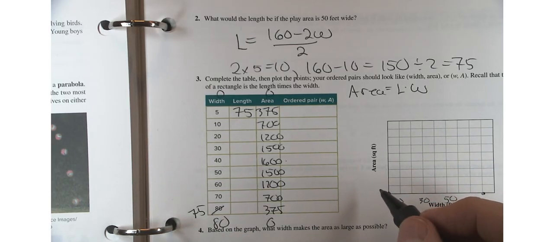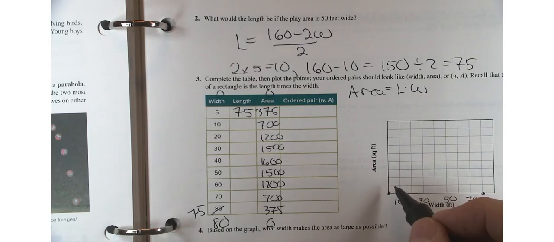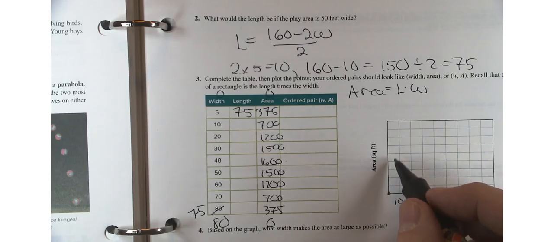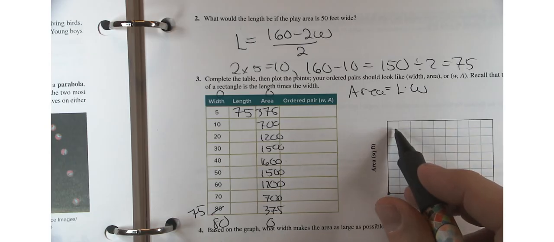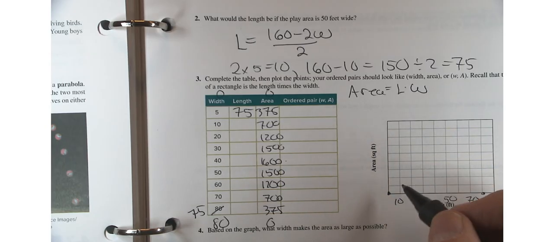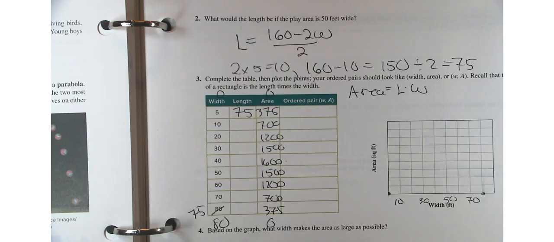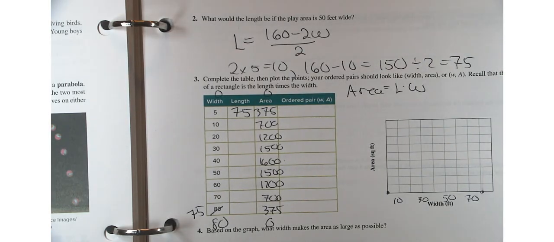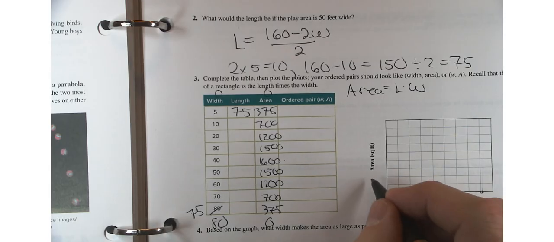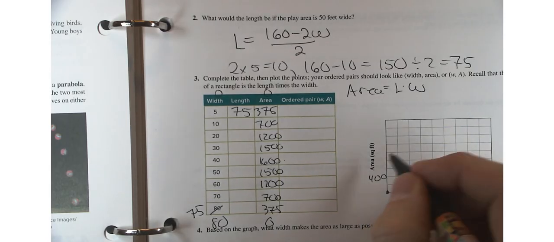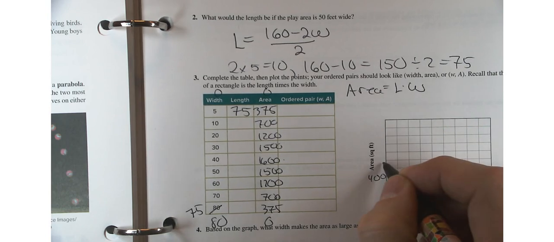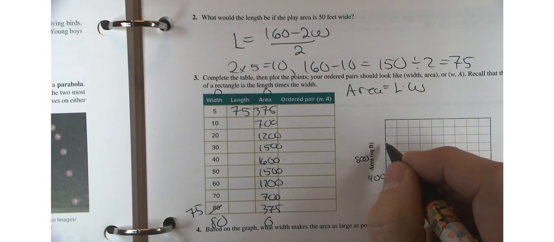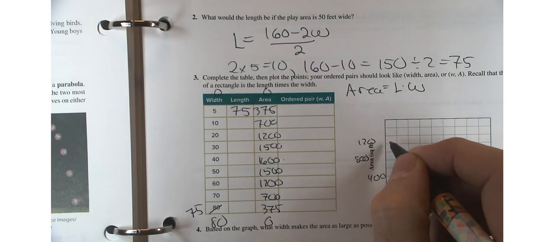Area, I need to go up to 1,600 feet. So what scale can I do to get up to 1,600? 2, 3, 4, 5, 6, 7, 8. If I need to get up to 1,600, what should I scale things with on the y-axis? Yeah, 200 would be good. So I'll start here with 400, and then this is going to be 800, and then skip one, and it'll be 1,200, and then 1,600.